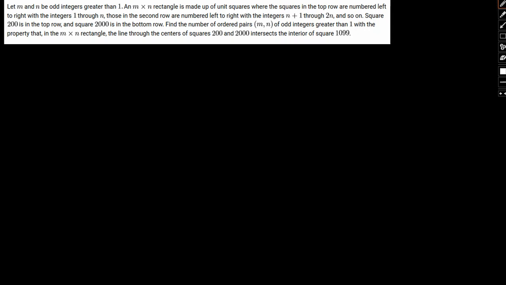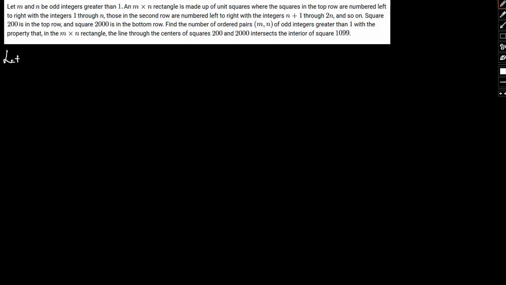Let m and n be odd integers greater than 1, and an m by n rectangle is made up of unit squares, where the squares in the top row are numbered left to right with integers 1 through n. Those in the second row are numbered left to right with integers n plus 1 through 2n, and so on. Square 200 is in the top row and square 2000 is in the bottom row. Find the number of ordered pairs (m, n) of odd integers greater than 1 with the property that in the m by n rectangle, the line through the center of square 200 and 2000 intersects the interior of square 1099. Okay, let's start off here.